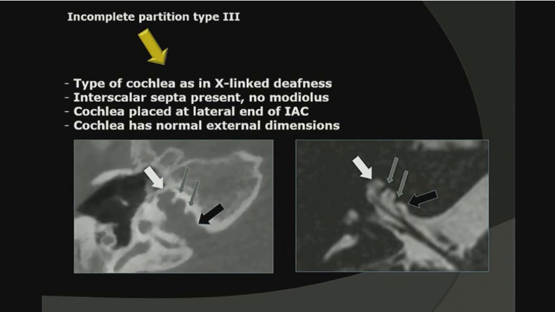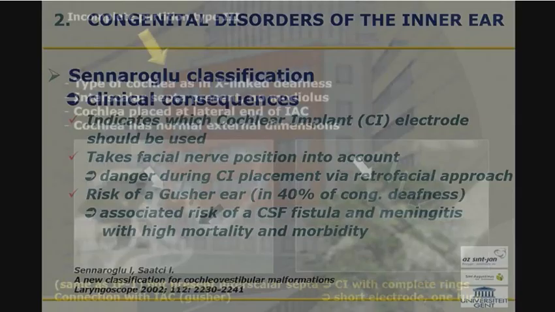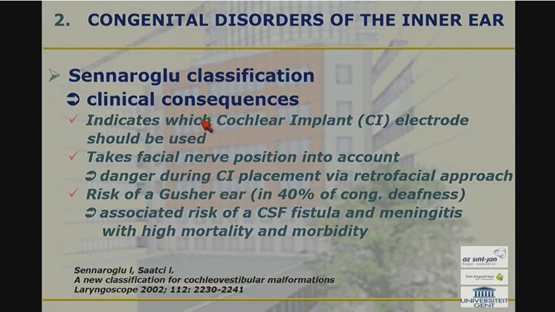So you have to be careful. The surgeon knows that. If you say type 3, he knows that he has to seal the cochlea after putting the implant, or he has a gusher ear, a leak, and he can have meningitis. And he also knows that he has to use a short implant with ring electrodes, not too long, or he will stimulate the facial nerve inside the internal auditory canal. So the classification is really fantastic.